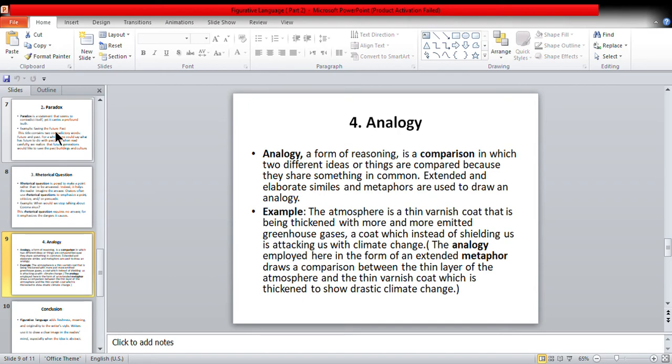The atmosphere is a thin varnish coat that is being thickened with more and more emitted greenhouse gases, a coat which instead of shielding us is attacking us with climate change. In this example, the analogy employed in the form of an extended metaphor draws a comparison between the thin layer of the atmosphere and the thin varnish coat, which is thickened to show drastic climate change.